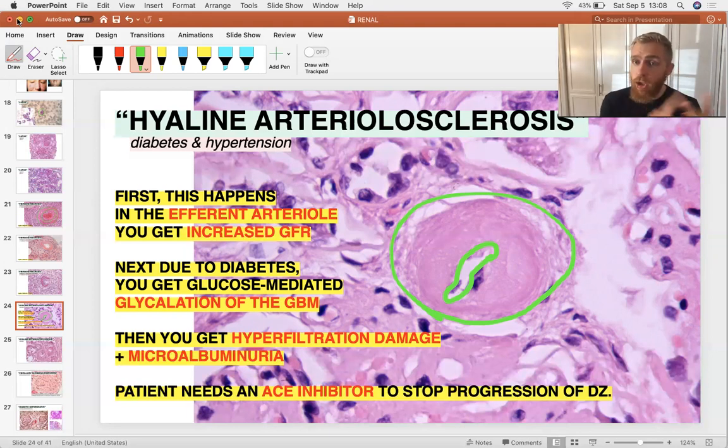That plus control your blood sugar and get your A1C down to 6, 6.5 or under, because if you control your diabetes, this arteriolosclerosis will not get any worse, because the only reason you have this hyaline arteriolosclerosis is because of your diabetes. So you need to walk the patient through that and explain it to them so that they understand their kidneys are going to be fine if they hold up their end of the deal.